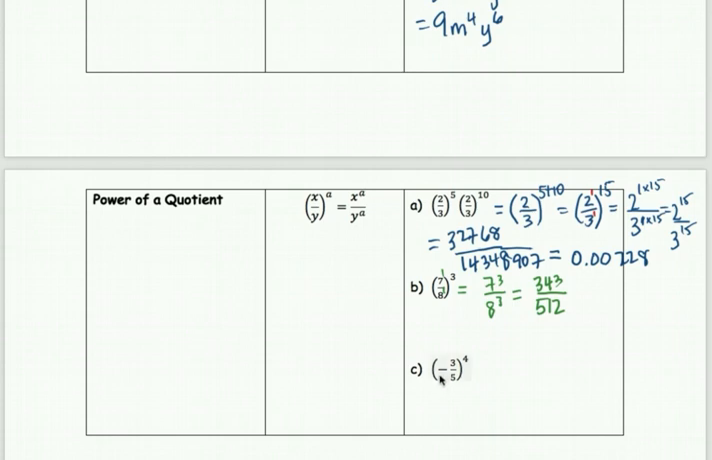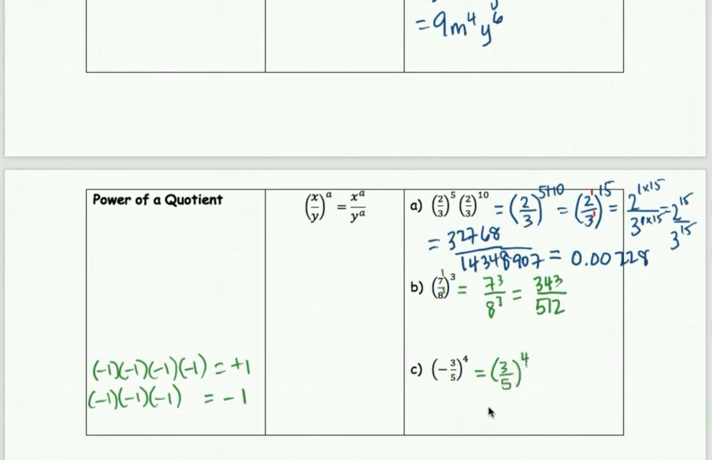Here we have a negative number. I want you to remember that if you have an even number of negatives, you end up with a positive answer. If you have an odd number of negatives being multiplied together, you always end up with a negative answer. So in this case, when I take this 4 times, I'm going to end up with a positive answer. So from there, you could just write it like this, okay?